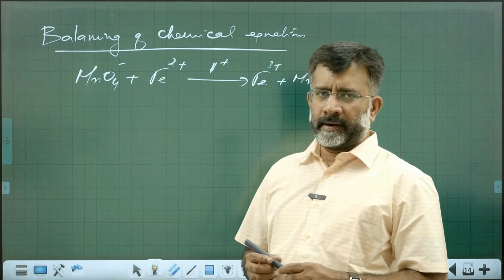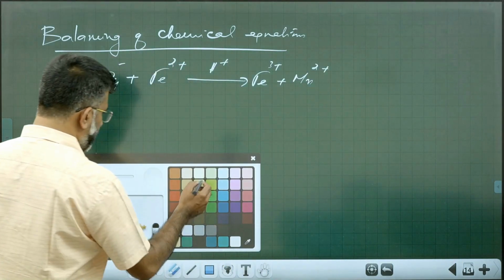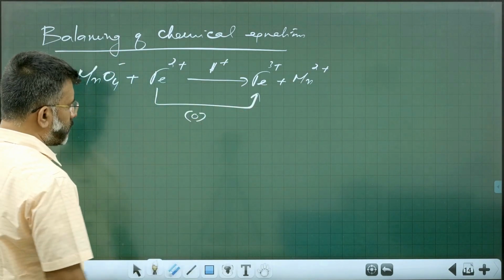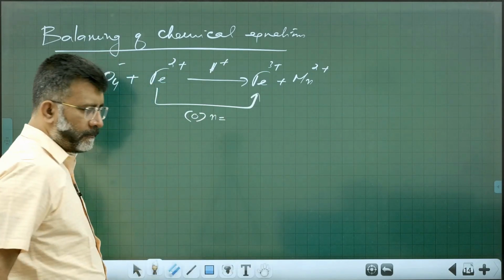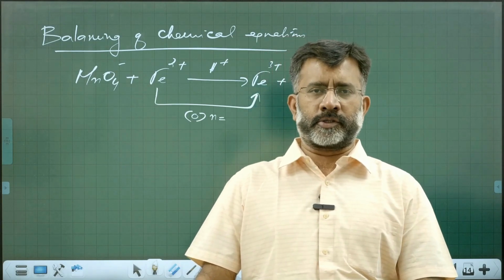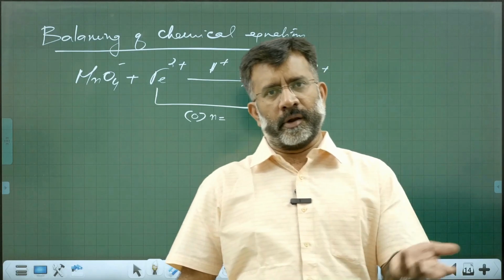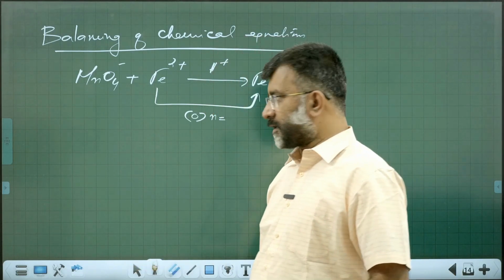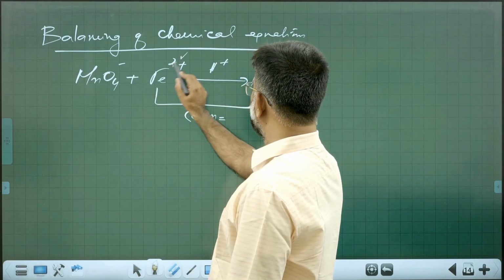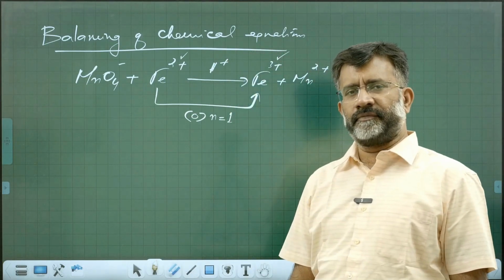Number one, identify oxidation and reduction. What is oxidation? This is oxidation. Everyone can easily understand. Identify N factor. What is N factor? N factor means the total electron gained or lost. That is called N factor. Here it is oxidation. How many electrons lost? That is the N factor. And it's easy to understand, the difference in this number will be the N factor. So 2 becomes 3 means N factor is 1. So oxidation, N factor is 1.